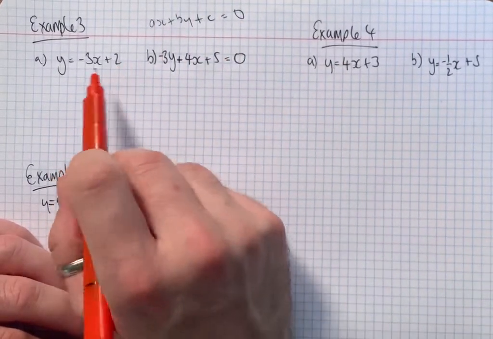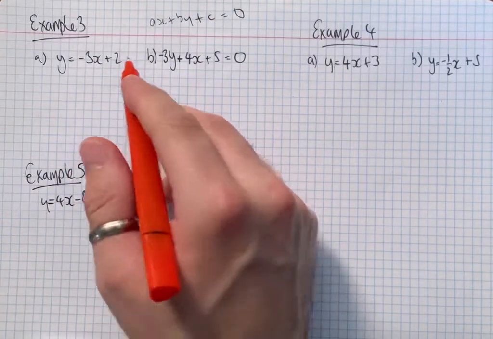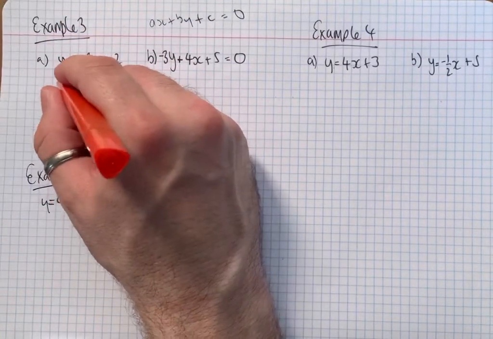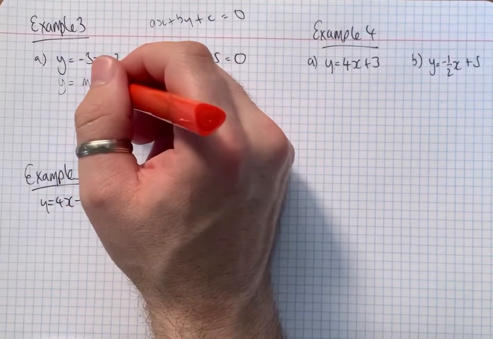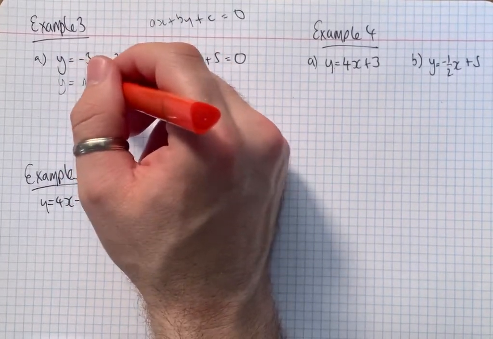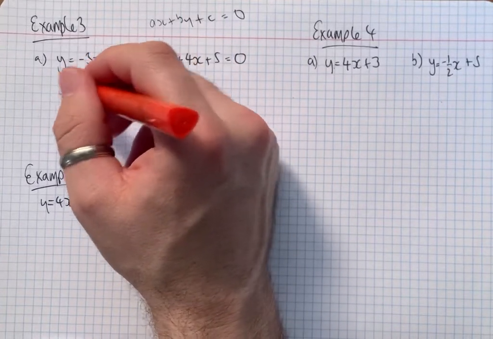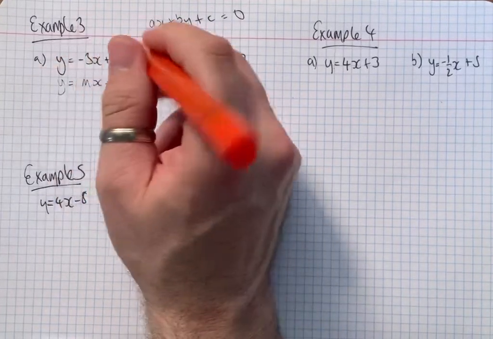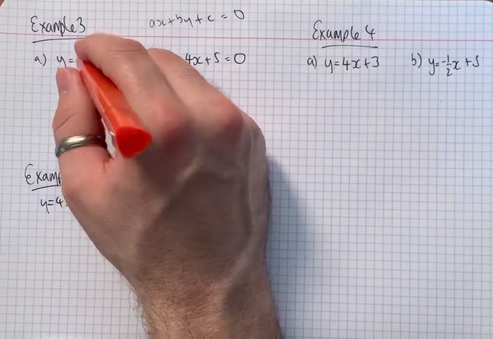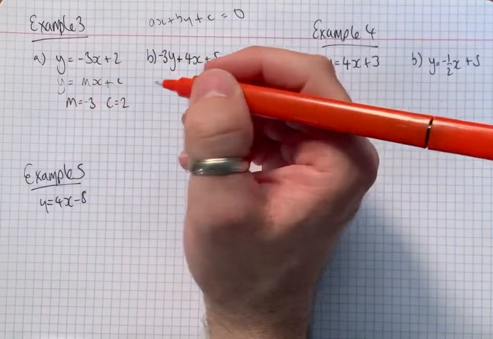Example 3 asks us, from these equations, to work out the gradient and intercept on the y-axis. Well, the first one, part A, is just stupidly easy. All we do is compare it to y equals mx plus c. So the coefficient of x, the number in front of x, is the gradient, and the number at the end is where it crosses the y-axis. When you've got y as the subject, y equals, it must be 1y or just y equals, not 2y or 3y. So in this question, the gradient is -3, and it crosses the y-axis at 2.